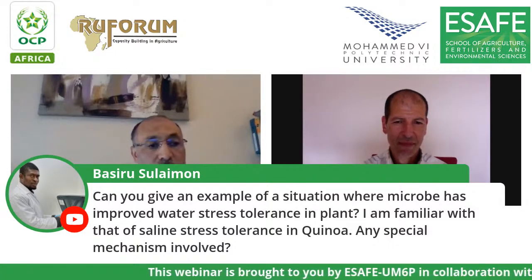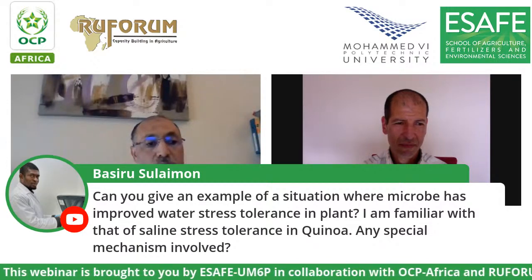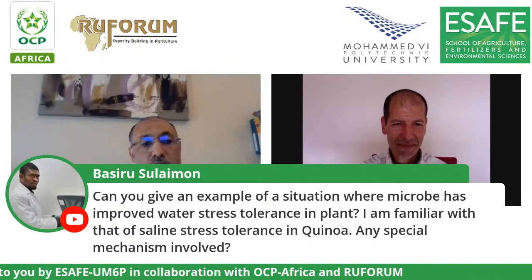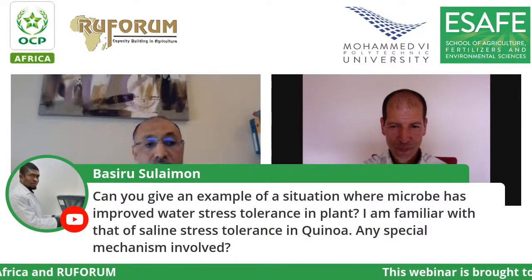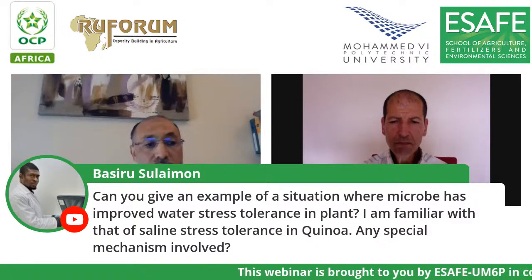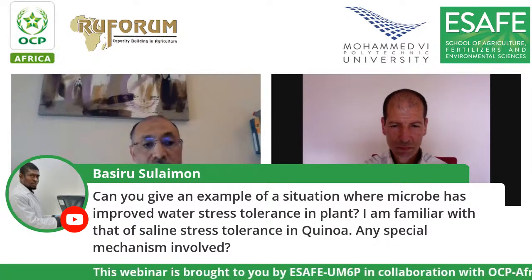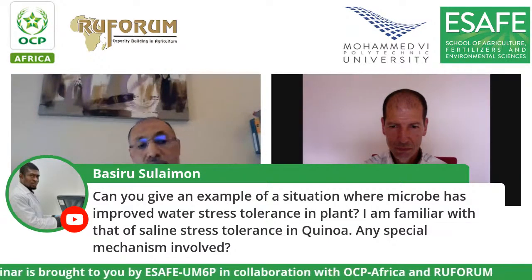We have a question from Basuri Suleiman. He's asking, can you give an example of a situation where a microbe has improved water stress tolerance in plants? He is familiar with that of saline stress tolerance in quinoa. Any special mechanism involved?